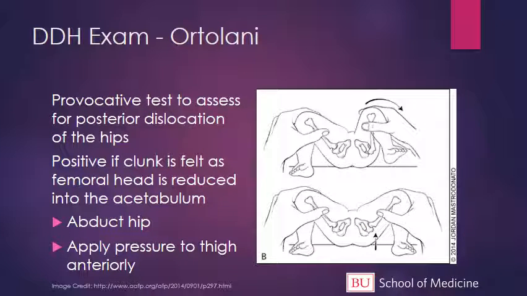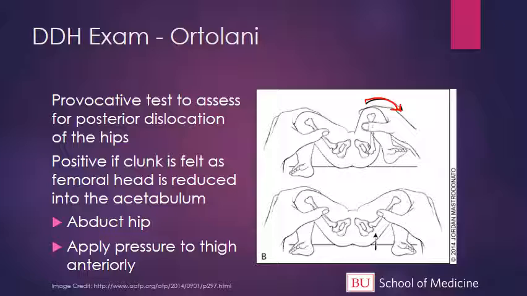In the Ortolani exam, the maneuver is intended to reduce a dislocated femoral head. It operates pretty much as the reverse of the Barlow exam. And on a positive test, the clinician will palpate the reduction of the femoral head as they perform the following maneuver, and this reduction is often described as a feeling of a clunk as the femoral head is reduced back into the joint. First, the newborn's hip is abducted, or the knee is drawn out towards the examining table.